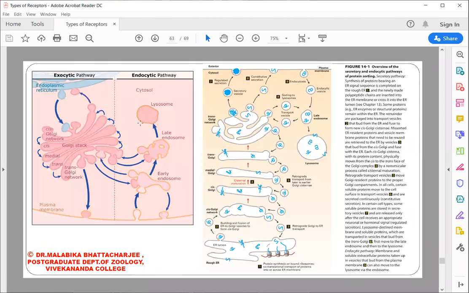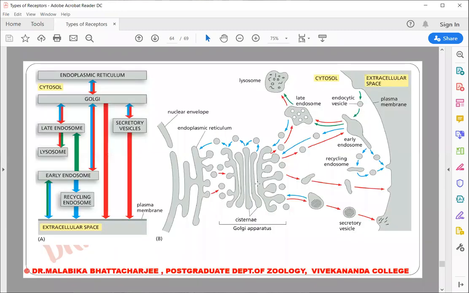This is also the endocytic pathway. This is a stepwise process of the endocytic pathway. These pictures are very self-explanatory, so I have given these pictures for help, because I think you'll be studying them in cell biology. So if you study these pictures, you'll have a basic concept of how the cellular movements are actually taking place. Go through the pictures.